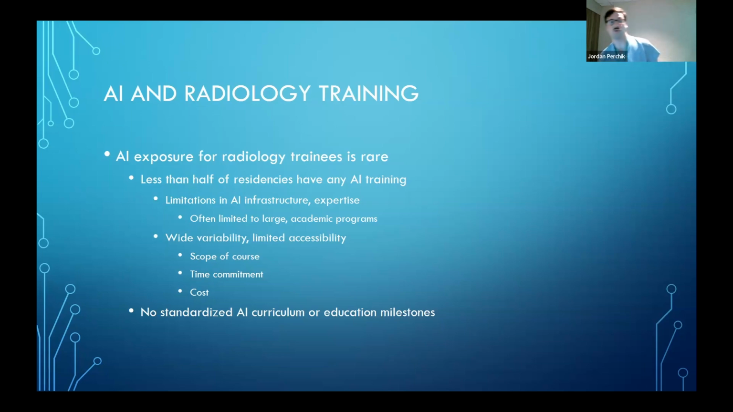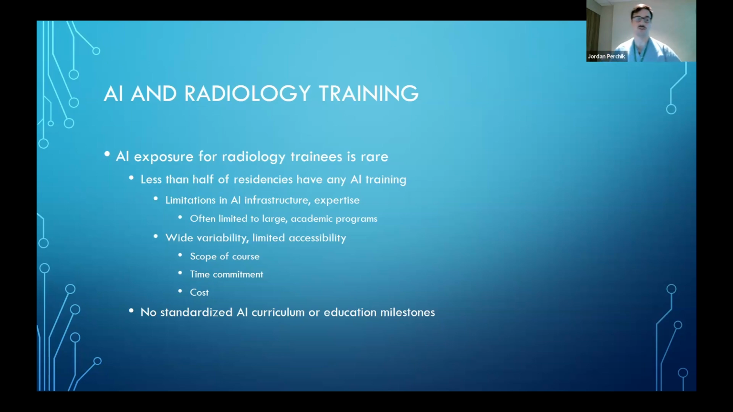And so that brings us to what we're doing for AI in radiology training. AI in radiology training, unfortunately, is relatively rare. A survey in 2020 showed less than 3% of radiology programs had dedicated AI curricula. This is thankfully rising, but still less than half of residencies have any AI training. And that partially is because of the limited expertise in AI that we have, even at large academic institutions.